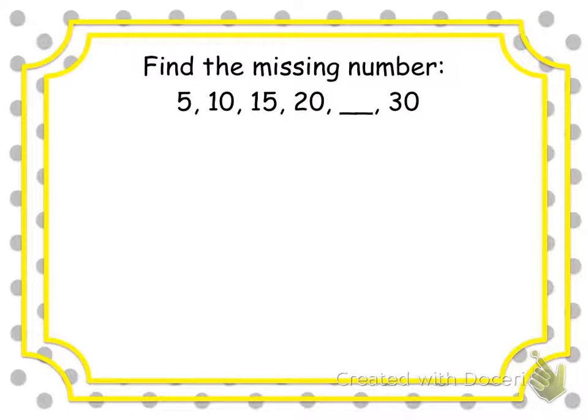Okay, now you're going to do this one on your own. Go ahead and find the missing number. Pause the video to write this in your notes on the next line. Now, let's figure out the pattern. 5, 10, 15, 20. What do we skip counting by? Yes, we're skip counting by 5s. 5, 10, 15, 20. What comes next? Very good. 25.